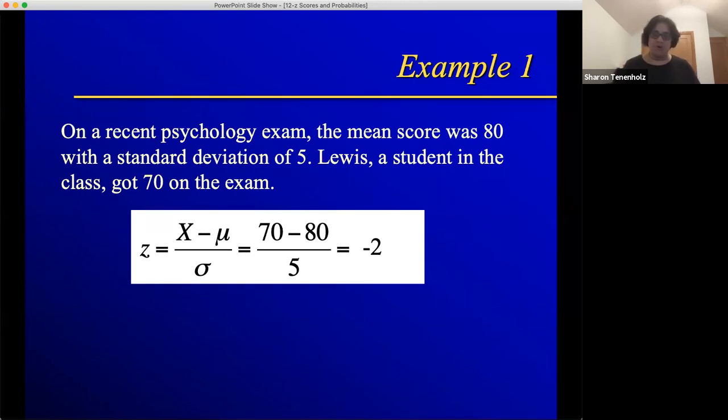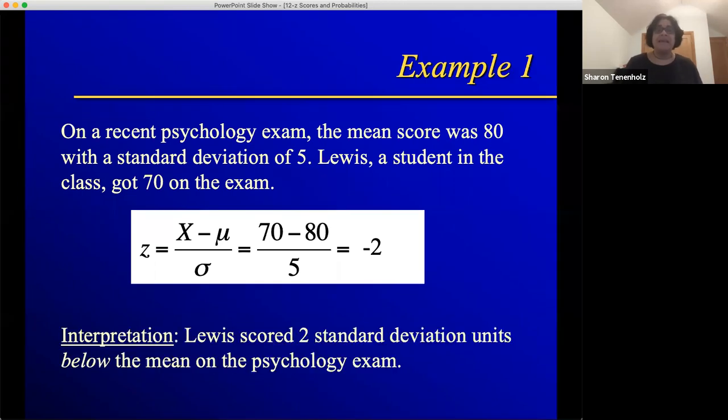Notice that these scores being whole numbers would actually be the exception, not the rule. So don't think you've made a calculation error if you do wind up with some decimal places. I've just chosen easy numbers to work with. So Lewis's z-score for the psychology exam was -2.